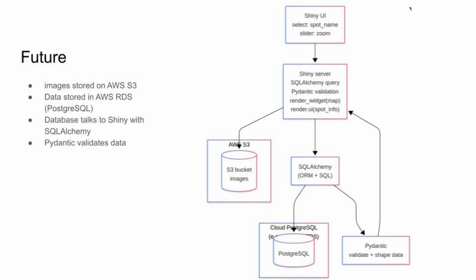Instead of having the data be in a file, we would most likely put it into SQL storage, such as AWS RDS, which is a hosted PostgreSQL server. We can then use SQLAlchemy to have the Shiny application talk to the SQL server, and then use Pydantic for the data validation to make sure that what we're getting back from the SQL server matches the format that we need in our application.